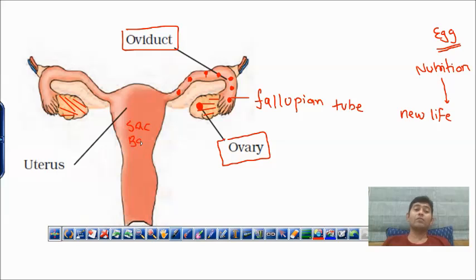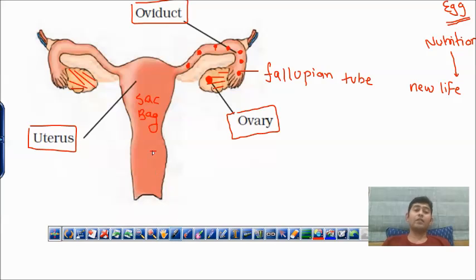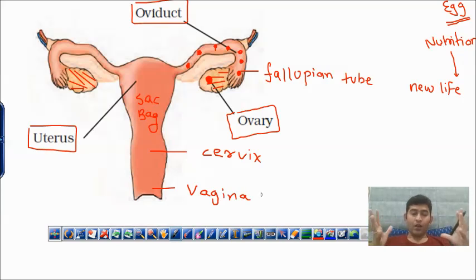Sac means bag, एक container, एक empty space, which is called uterus. और यूटेरस के नीचे होता है सर्विक्स, और सर्विक्स के नीचे होता है वजाइना. This is called female reproductive system. So once again, I'll tell you, the factory for production of eggs are called ovaries. Ovary produces one egg every month, alternate, and that egg is collected by the fallopian tube and it travels and sits in the uterus.